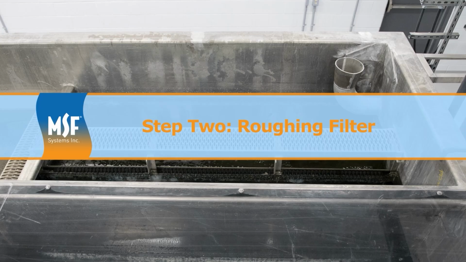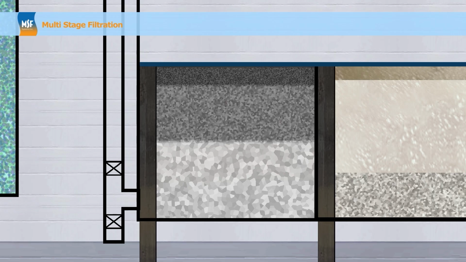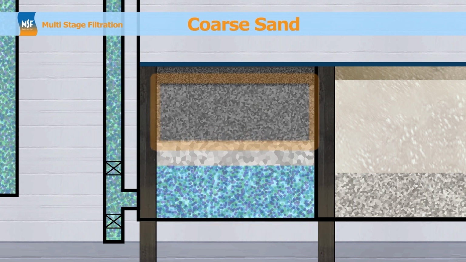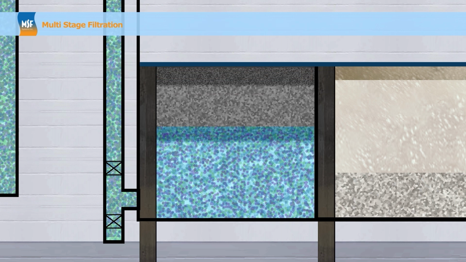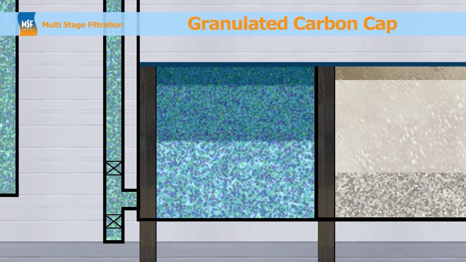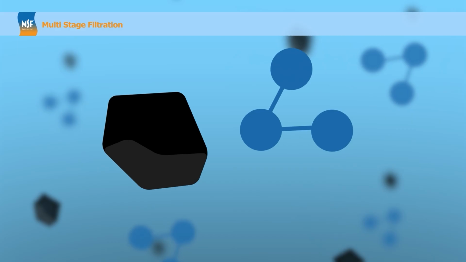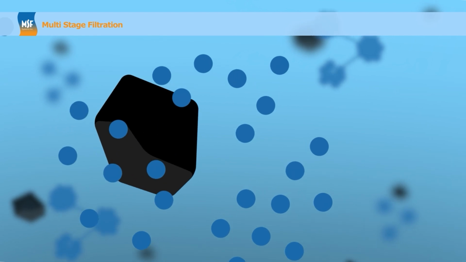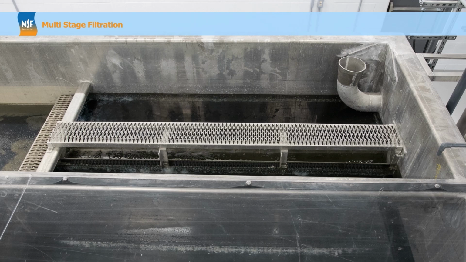Step 2. The roughing filter. Ozonated water flows up through the roughing filter. First, through a coarse gravel base, and then an intermediate coarse sand layer, and finally, through a granular activated carbon cap. The roughing filter removes up to 80% of suspended solids, physically straining them from the water. The granular activated carbon cap protects the slow sand filter from residual ozone and chlorine.